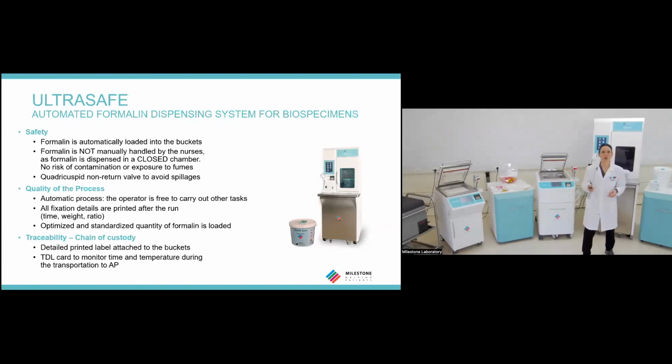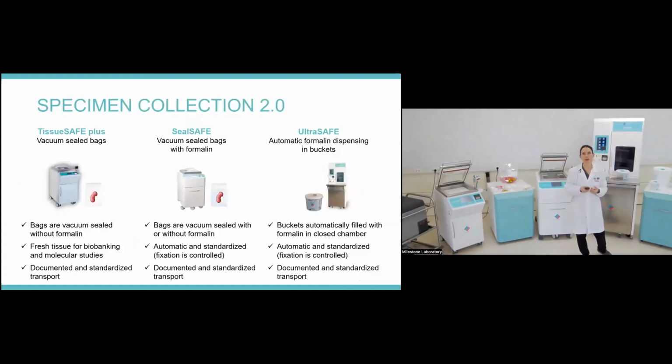This is just to conclude, because I have talked a lot. So just to make the description easier. Tissue-safe plus allows to seal specimen in fresh without formalin with a dedicated not direct vacuum. So in the pathology lab, they receive specimen in fresh, they can do biobanking and molecular studies. All the procedure is standardized and documented.